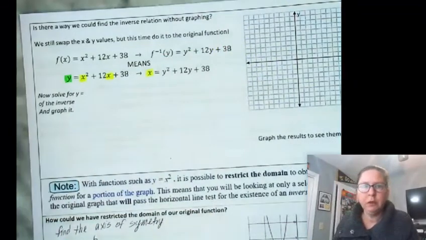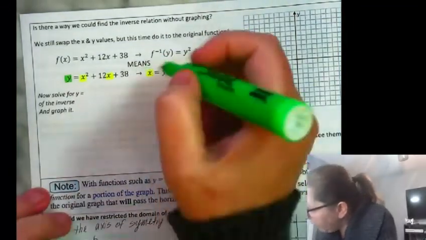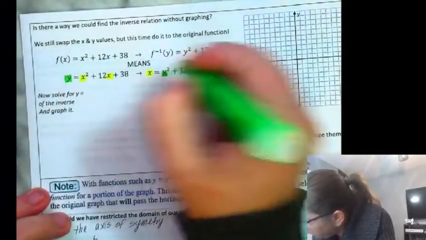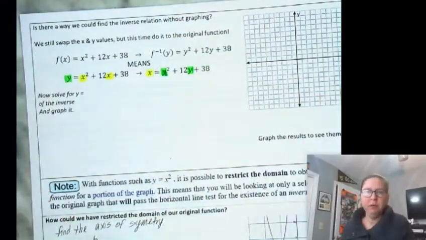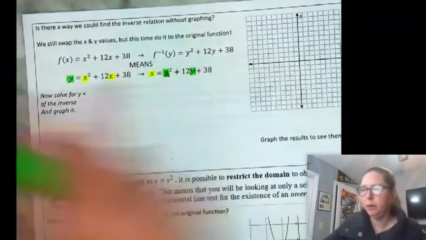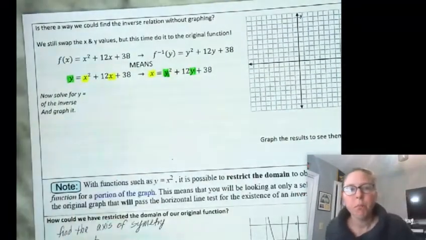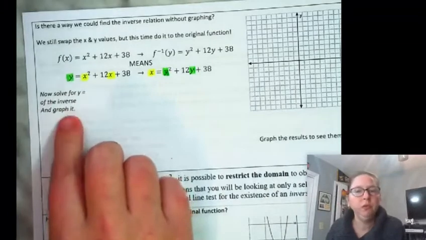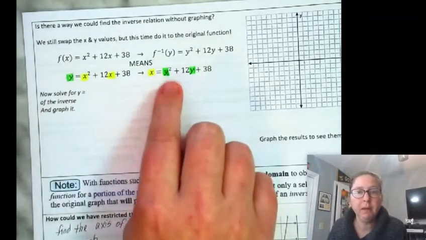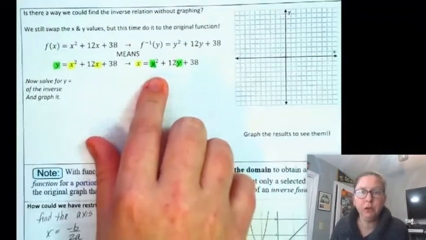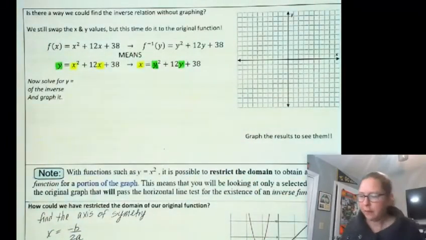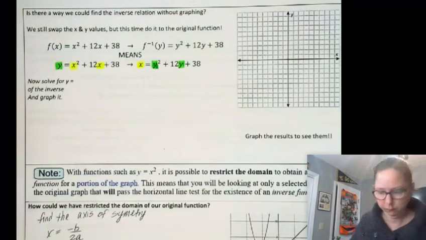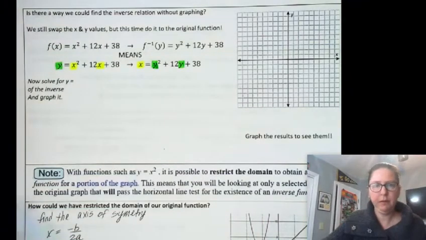I am literally swapping around the y values and the x values. Okay, and so what I've done is I've created this brand new equation where I now need to solve this to get y by itself so that I know what the new function looks like. Okay, so the first thing that I'm going to do is get my pen. There it is.